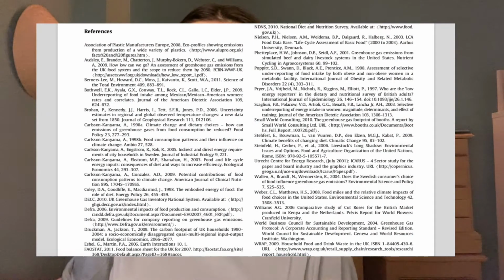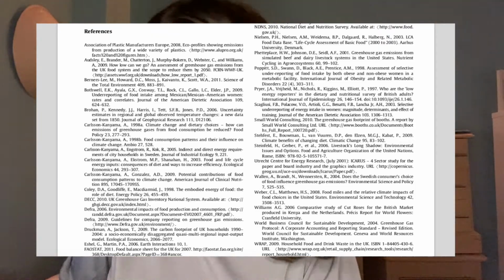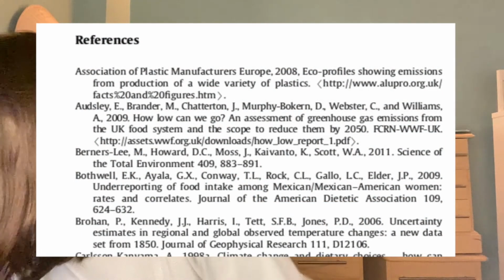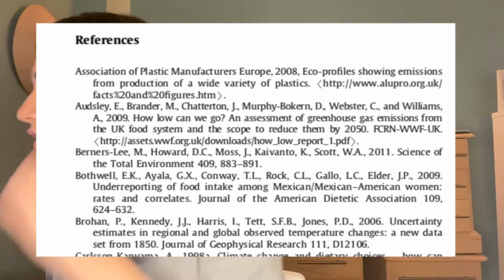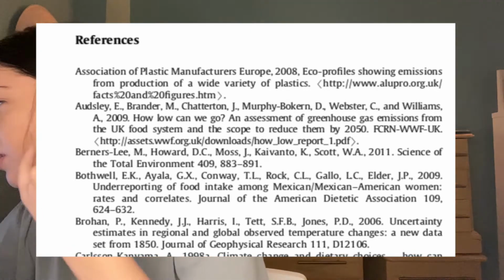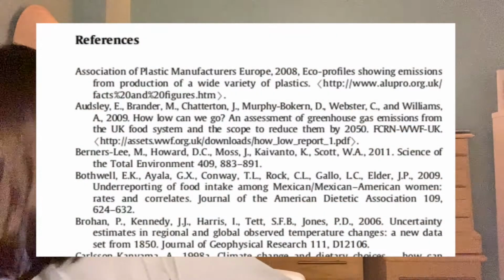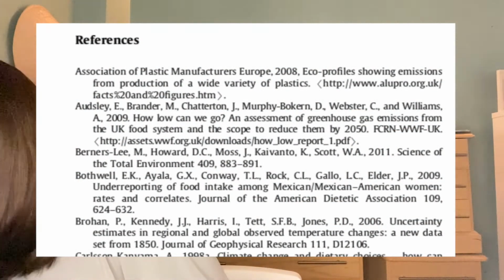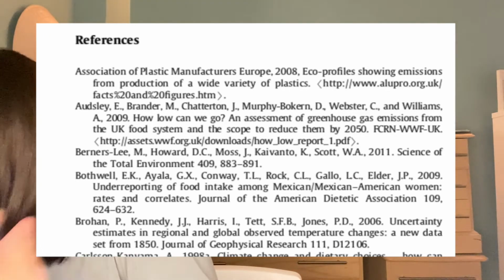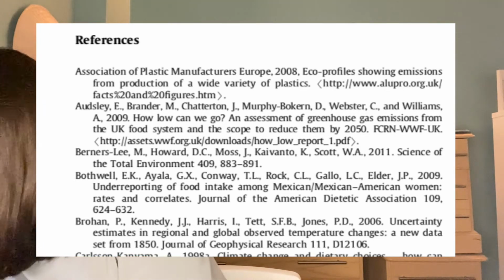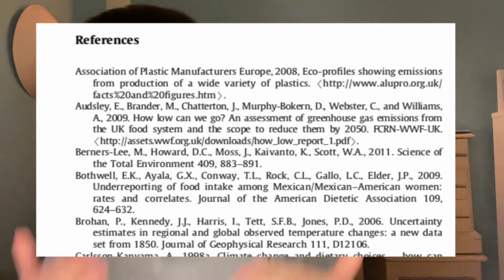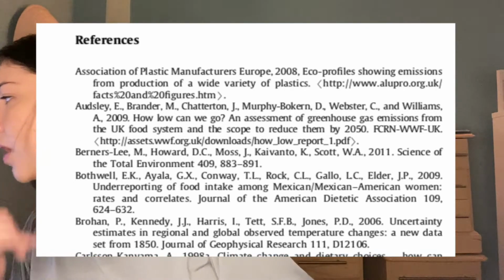As you can see, the reference list is organized alphabetically. You're looking for Brohan, that's B after A. There you see it's Brohan, and the other authors are Kennedy, Harris, Tet, Jones, and it's 2006. And then you can read the title of the article or the book. It looks like an article: Uncertainty estimates in regional and global observed temperature changes, a new data set from 1850. The journal is the Journal of Geophysical Research, 111 D.